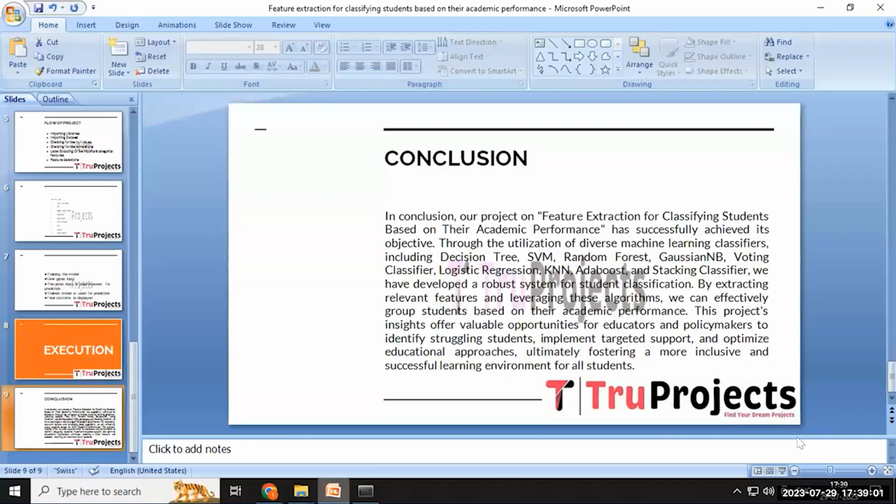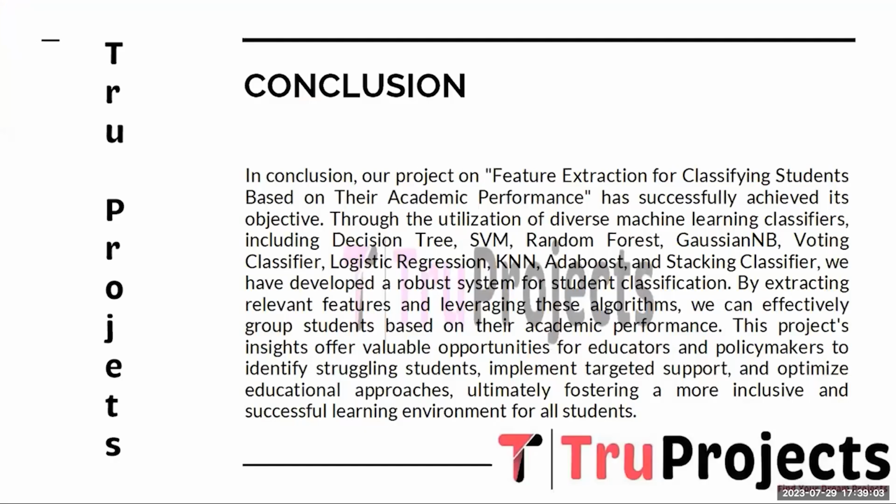And in conclusion, our project on feature extraction for classifying the students based on academic performance has successfully achieved its objective through the utilization of diverse machine learning classifiers including the decision tree, SVM, random forest, Gaussian NB, voting classifier, logistic regression, KNN, AdaBoost and the stacking classifier. We have developed a robust system for student classification.